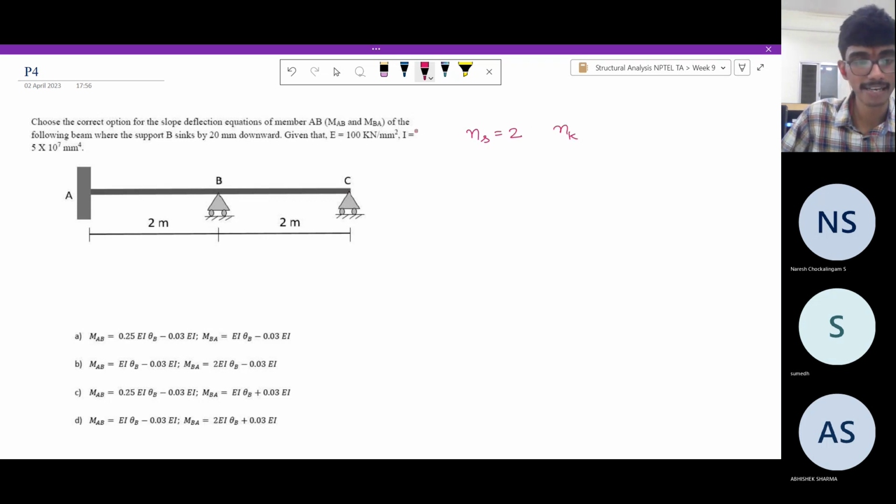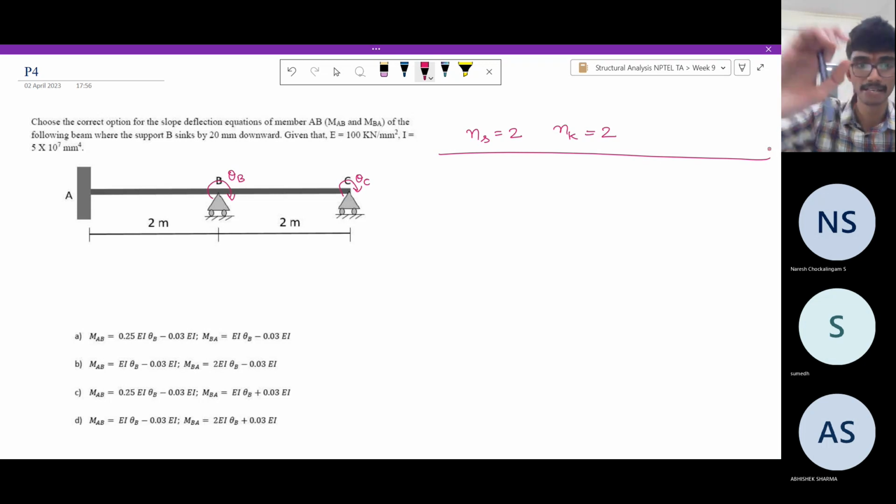What is NK? Can anybody tell? Here you have an unknown rotation, theta B, and here you have an unknown rotation, theta C. So NK is also equal to 2. So this is the first step. We have determined the degree of kinematic indeterminacy and identified the unknown degrees of freedom. What is the next step? Write down the slope deflection equations.